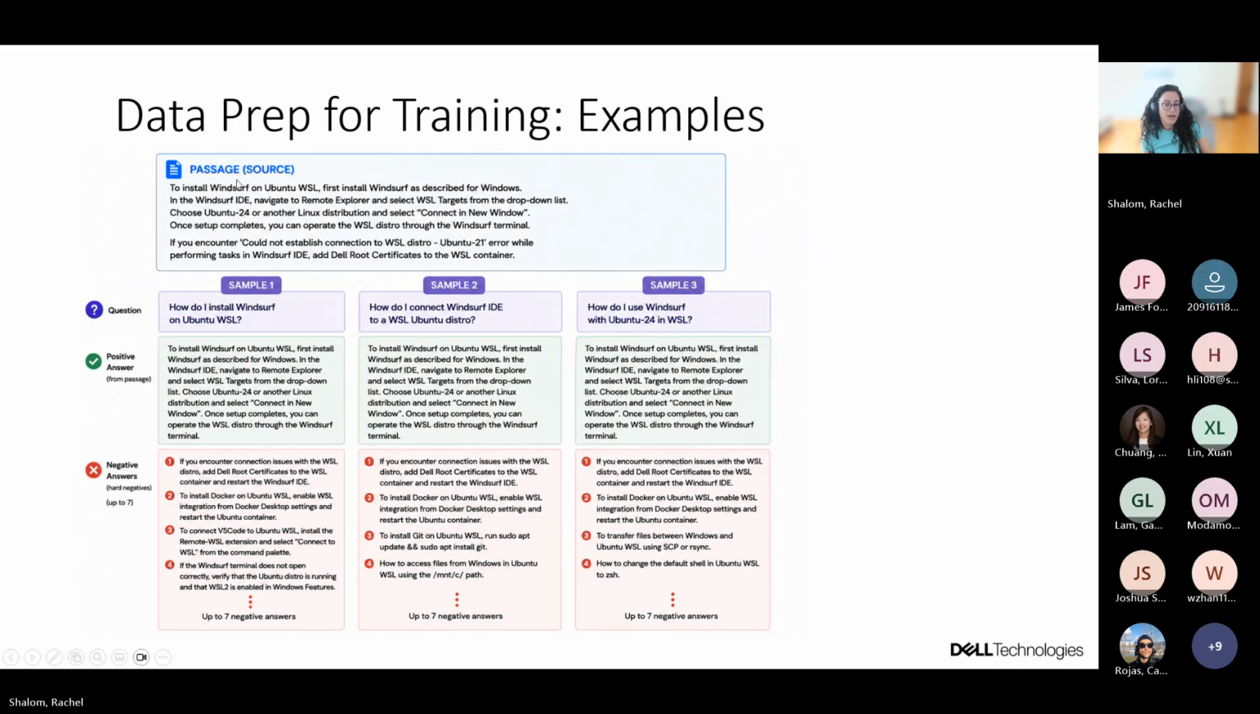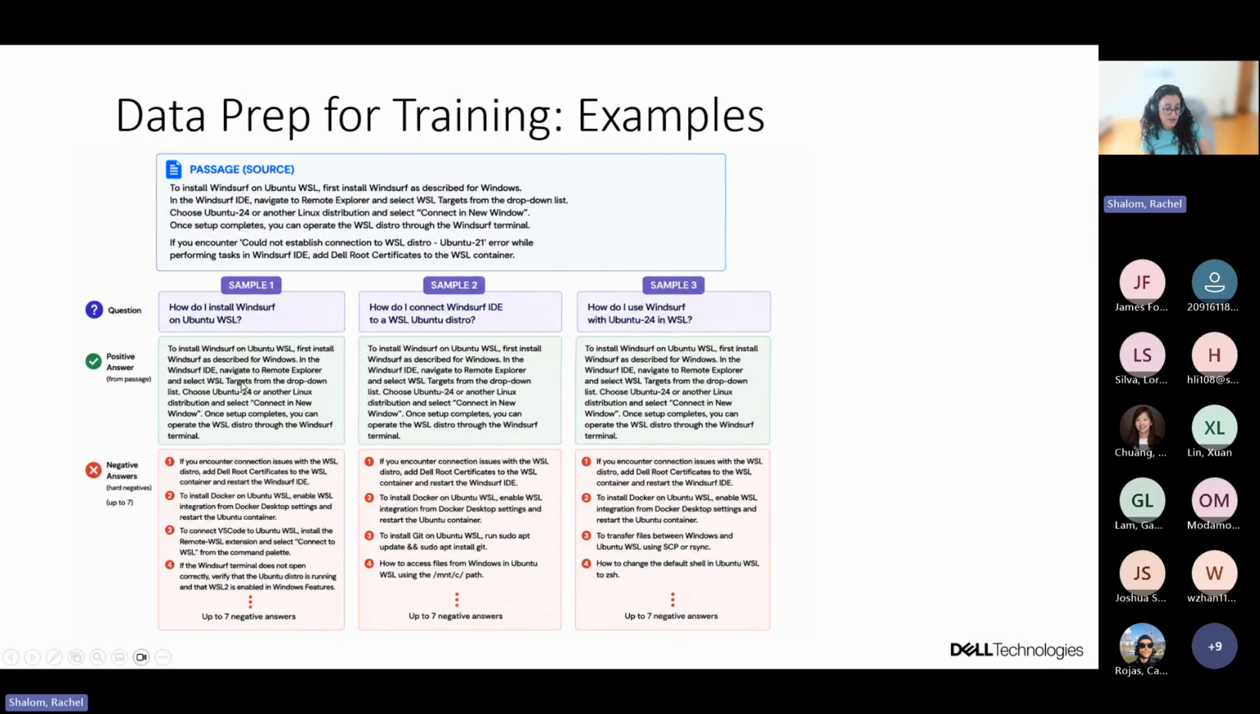So let's say I have this chunk, a passage that says, to install Windsurf on Ubuntu WSL, first you need to install it, blah, blah, blah. In the first stage, I requested an LLM to generate questions on this passage. So I have: how do I install Windsurf on Ubuntu? Or how do I connect Windsurf IDE? How do I use Windsurf with Ubuntu? You take a look at those three, and they make sense as questions for this passage.